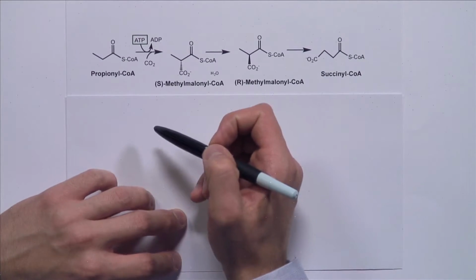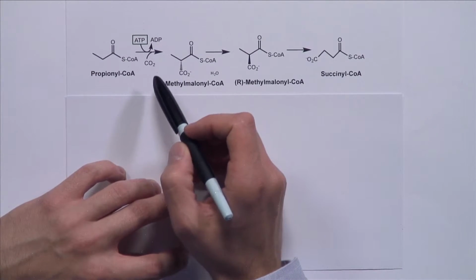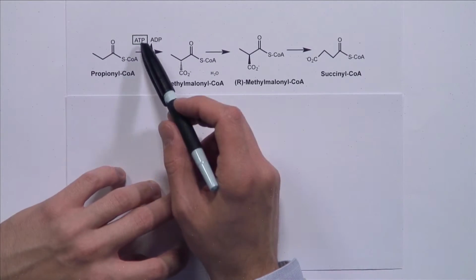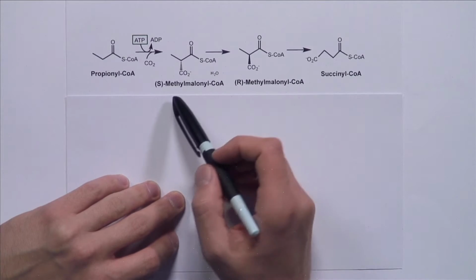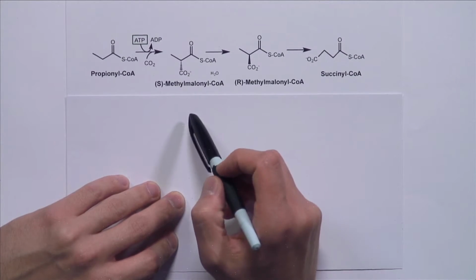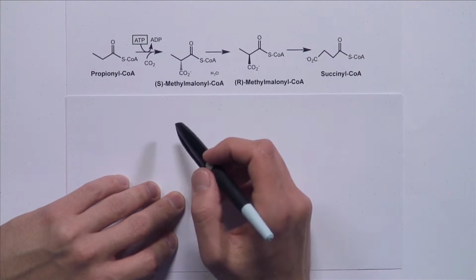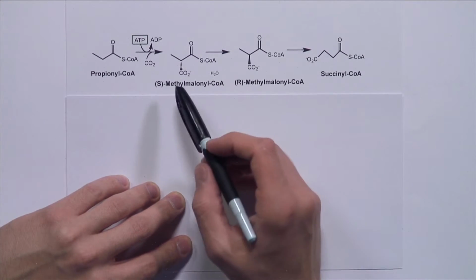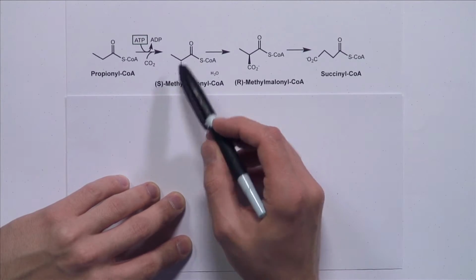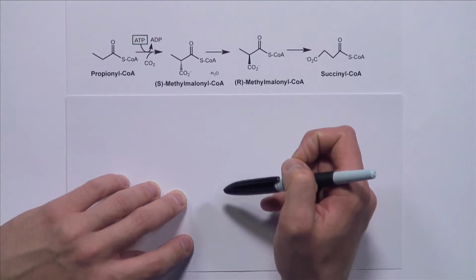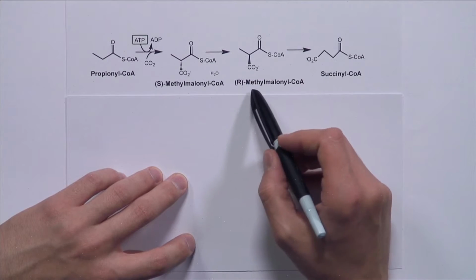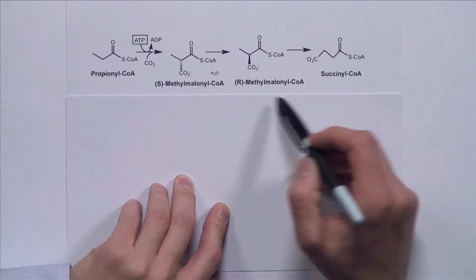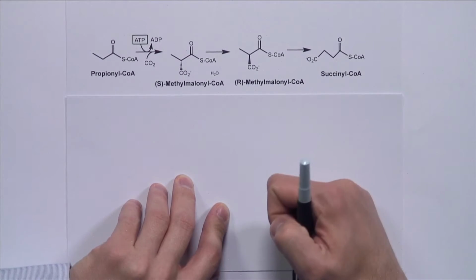And this happens by adding 1 CO2. Of course, this process will require the expense of an ATP molecule. We generate this methylmalonyl-CoA, which is a branched 4-carbon chain molecule. And another enzyme, racemase, is going to interconvert the stereocenter from the S configuration to the R configuration. Finally, this methylmalonyl-CoA is going to undergo a rearrangement of the groups to generate a linear molecule, succinyl-CoA.